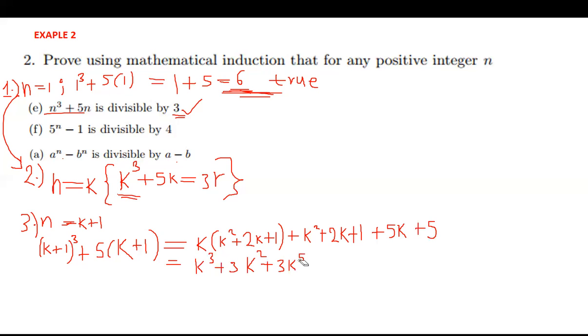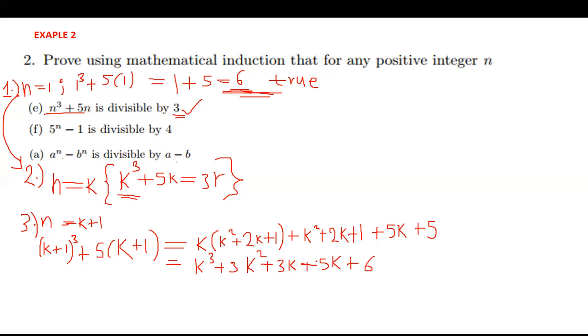Oh, sorry, I don't know why I'm writing this 5. Okay, so I'm going to have 3k. And then apart from that, I'm remaining with a constant, which is a 1. So this 1 plus that 5, I'm getting a 6. So before I write that, let me first write this 5k. I'll write that 5k there, and then this 1 plus 5 gives a 6.